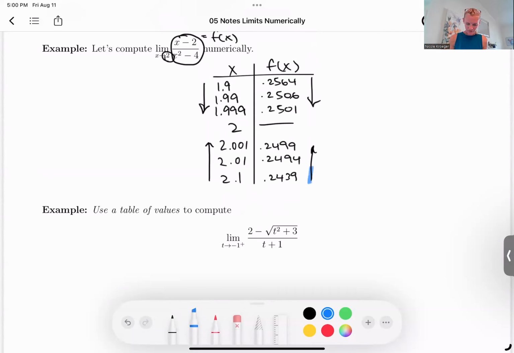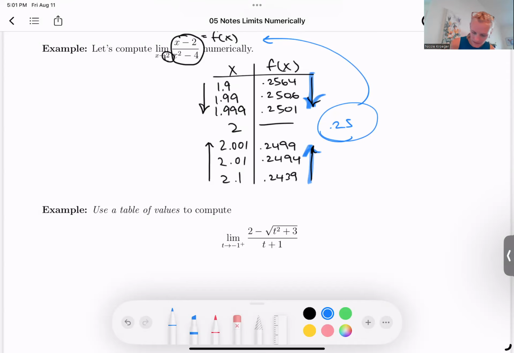Okay, so we're asking ourselves, what do these values get closer to? They get closer to 0.25. Since both sides get closer to 0.25, we say that that's our value of our limit. Remembering once again that this is just an estimate, but it's a good estimate and it turns out to be exactly the correct answer. Okay.